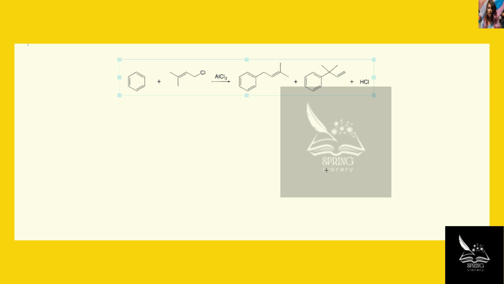Hello everyone, today we're doing chapter 18, problem 54, and this problem asks us to draw a stepwise mechanism for the following reaction. So what we have here is benzene, and then we have some sort of Friedel-Crafts alkylation reagent to get two products and HCl. So right away we know that this is going to be an electrophilic aromatic substitution reaction, and what we need to do, this is two steps.